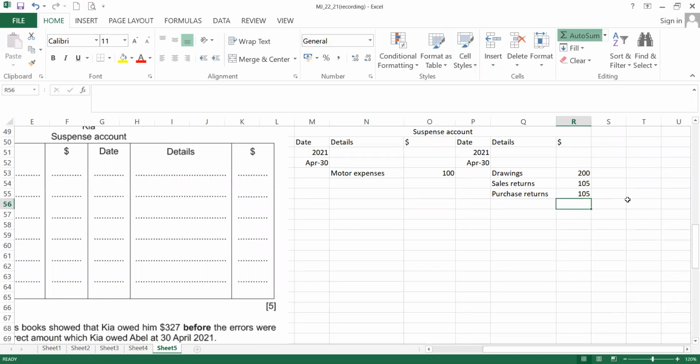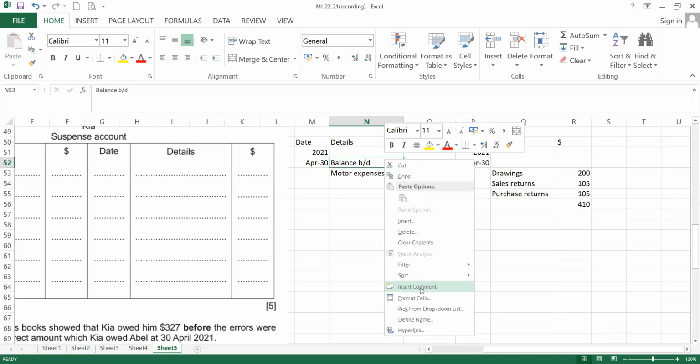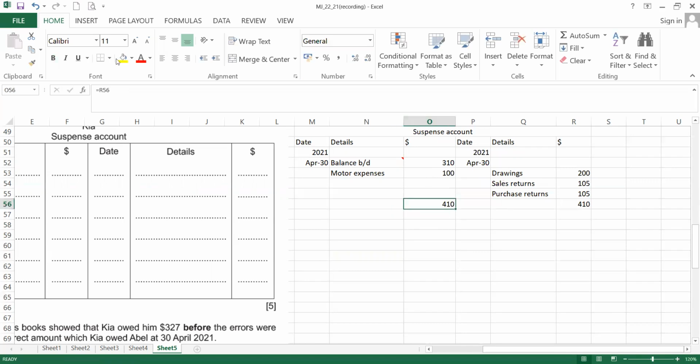Now we add the subtotal. So in this case, our balance breakdown should be here. We take the balance and minus. So this is the opening difference, the trial balance difference. Okay, so that's all for this question. That's a little bit more.